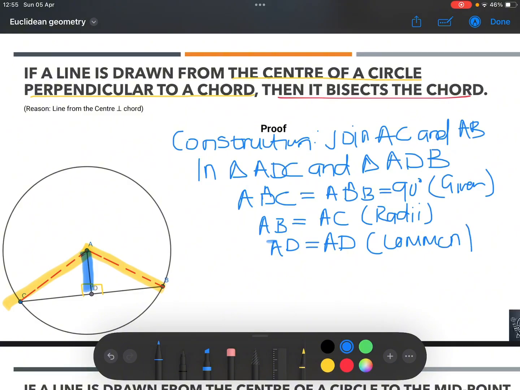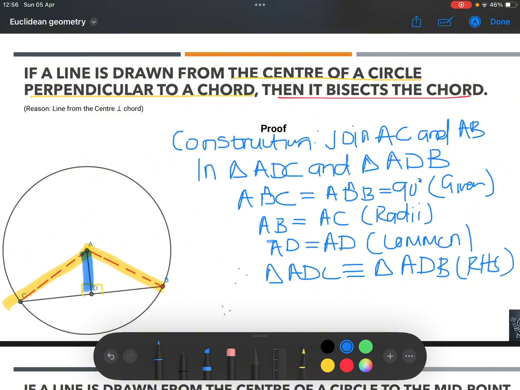So now you have proven that the angle and the two sides from both triangles are equal. In that case, we can conclude that triangle ADC is congruent to triangle ADB. Why are we saying they're congruent? Right angle, hypotenuse, side, RHS. Therefore, they are congruent. And if the two triangles are congruent, then we can say also the remaining side.